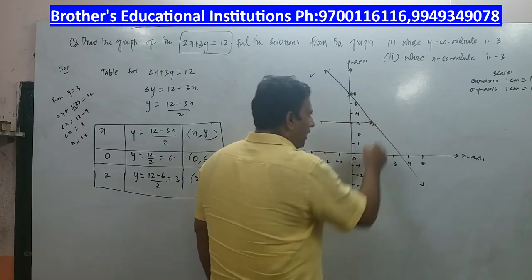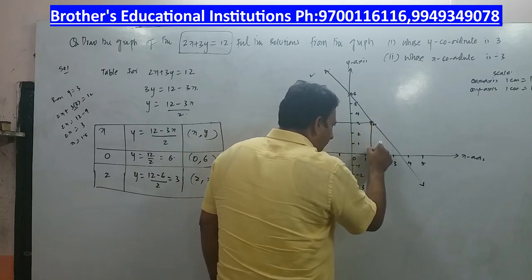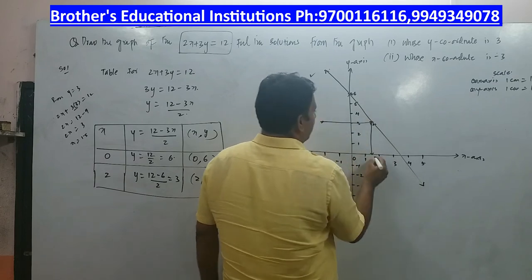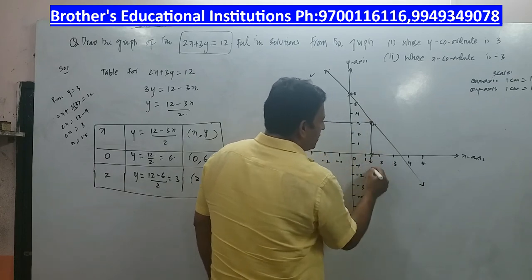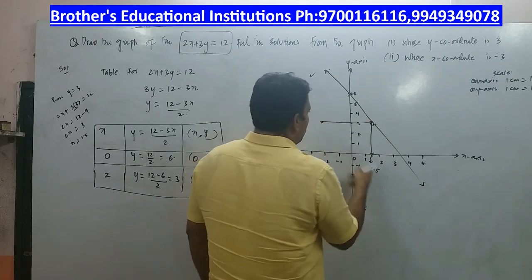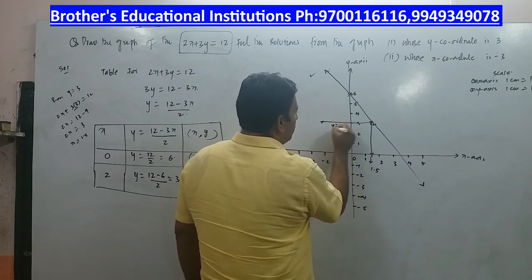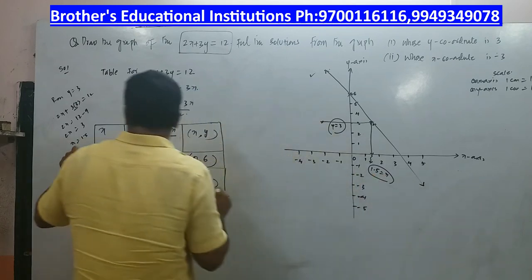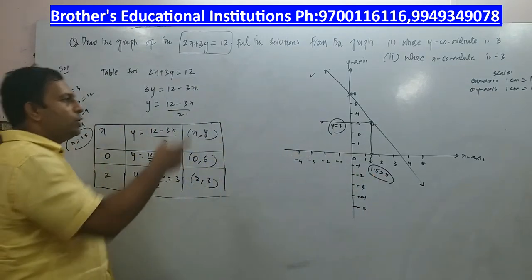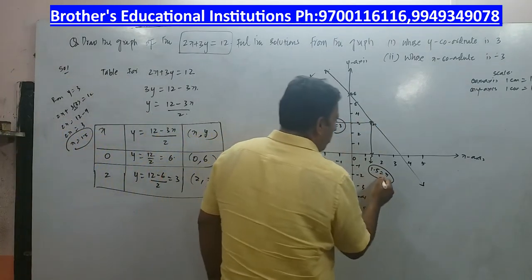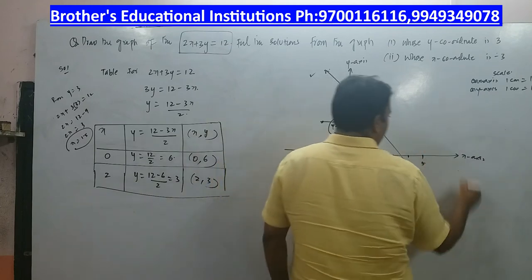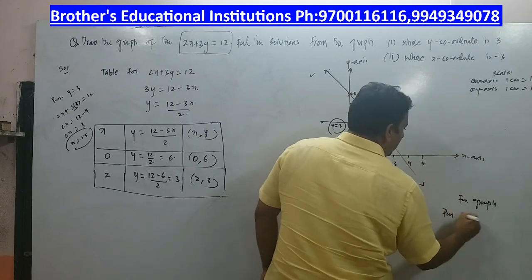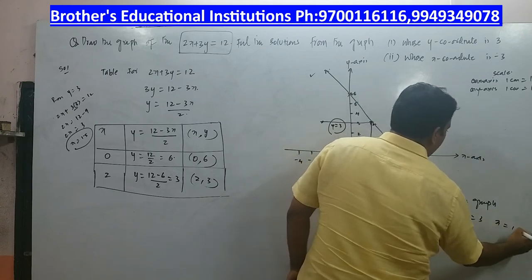It is intersecting here. From here you drop a line perpendicular on x-axis. Now this, what is the value you note? Approximately this value will be 1.5. So, and what is this value? Y is equal to 3. For y is equal to 3, what is the value of x? 1.5. And in the rough work, what is the answer you got? 1.5. So from graph, you have found out the value of x. So I will write from graph, for y is equal to 3, x is equal to 1.5.